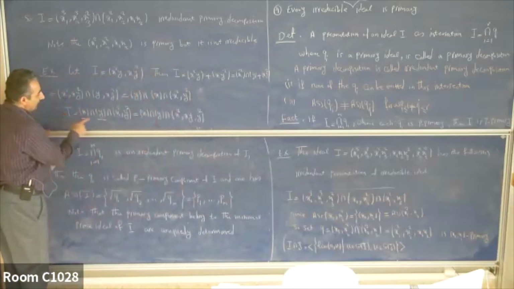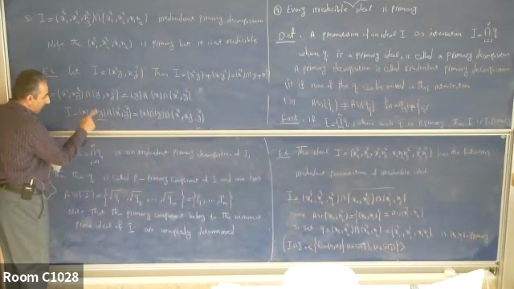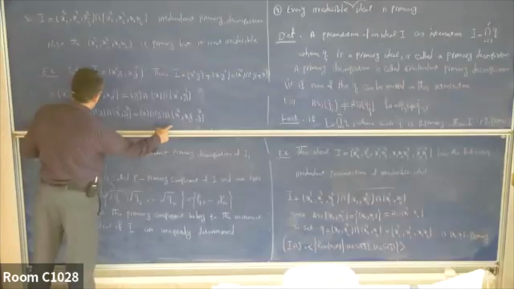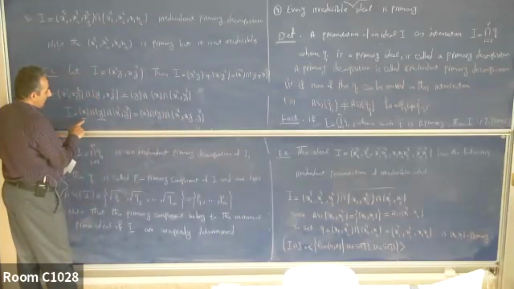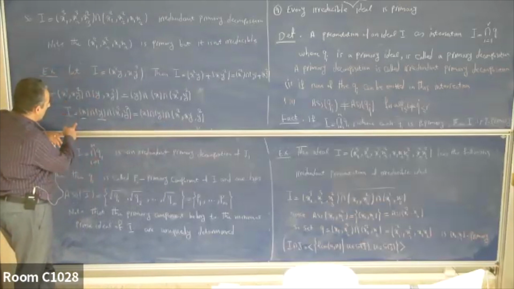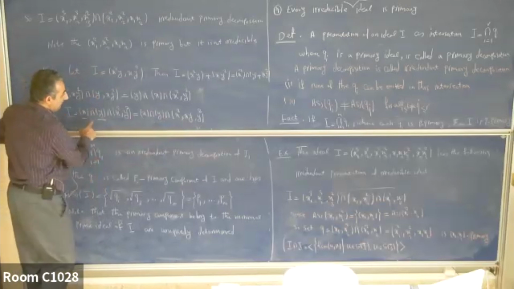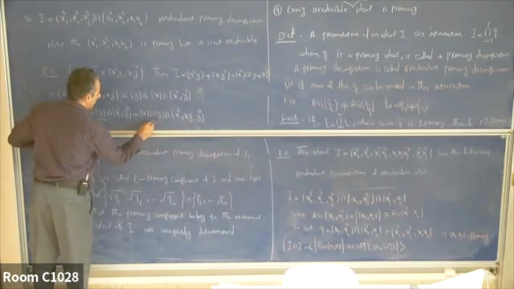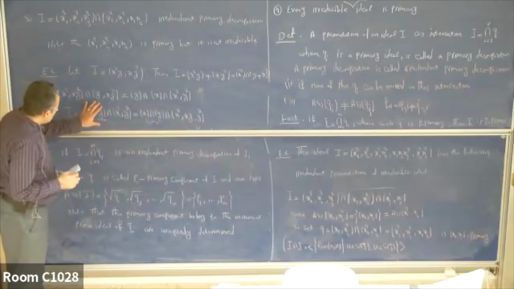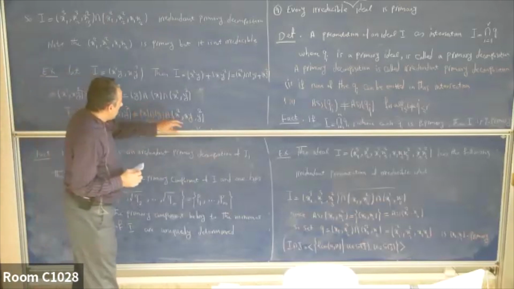I has two primary decompositions, this one and this one, but the primary component of the minimal prime ideal is repeated. In all of the primary decompositions this ideal is repeated, but this one changes.